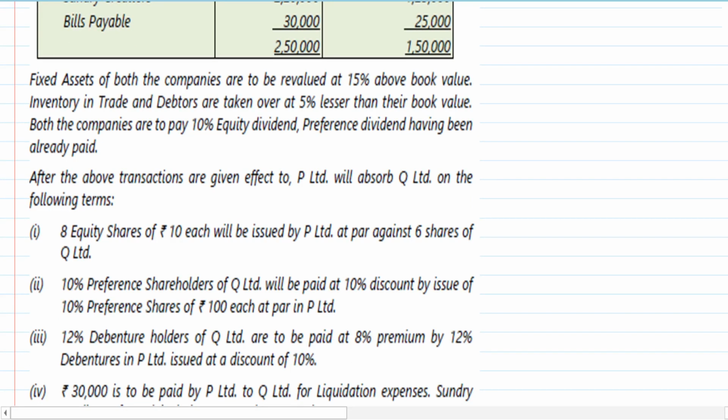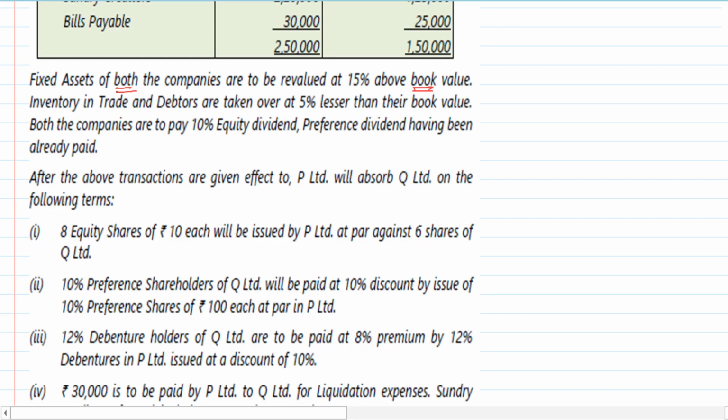Fixed assets of both the companies are to be revalued at 15% above the book value. They are saying fixed assets of both the companies. That means purchasing company as well as the selling company. We have to do 15% above the book value. So you are doing upward revaluation of a fixed asset. Any revaluation gain will be transferred to revaluation reserve. Inventory in trade and debtors are to be taken at 5% lesser than their book value. So inventory will be reduced by 5% and debtors will also be reduced by 5%.